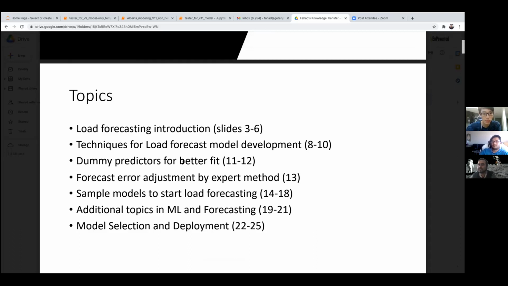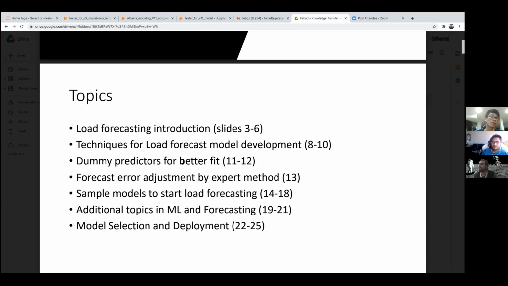I just wanted to know what is included in the slides. As I was looking into the slide, it was not really clear what this slide is all about. You open a slide, and if you do not know what it is all about, then I tried to reshuffle some of the sequences and come up with the flow. The flow is, of course, what is load forecasting, then different techniques for model development, then why do we need dummy predictors, then how to use expert method for forecast error adjustment, and finally some additional topics, and then model selection and deployment.